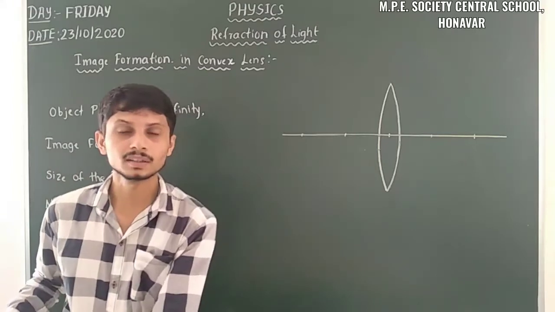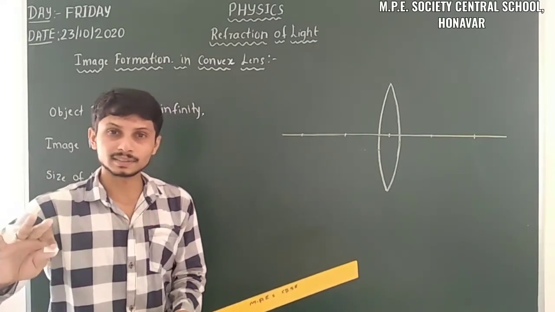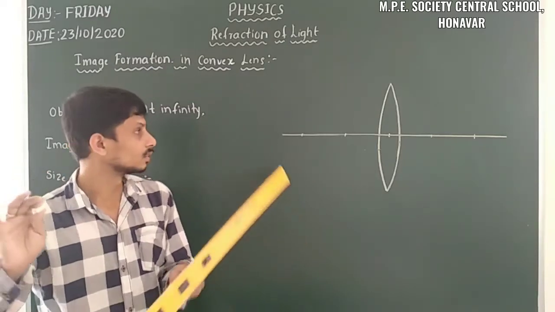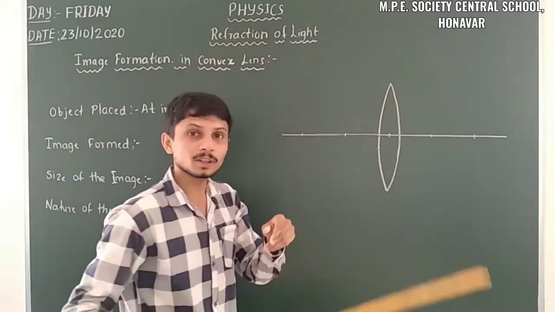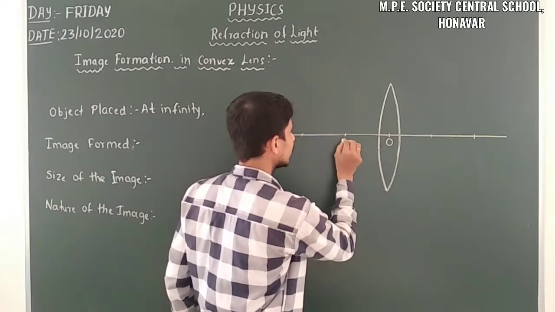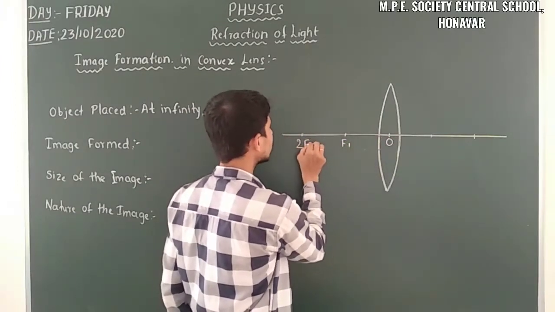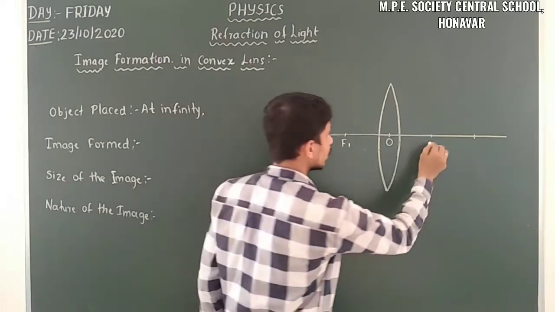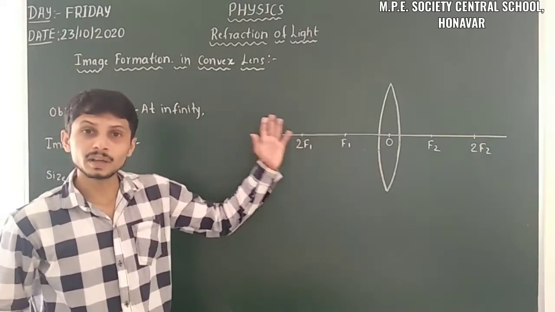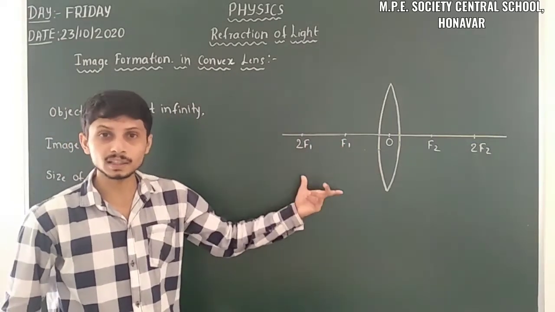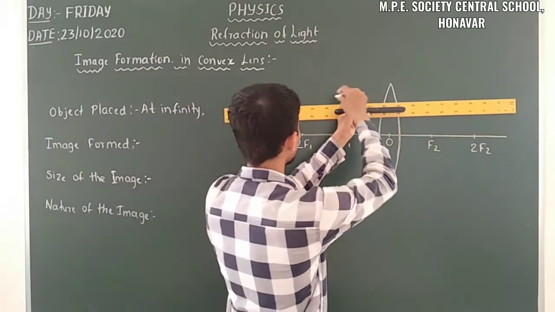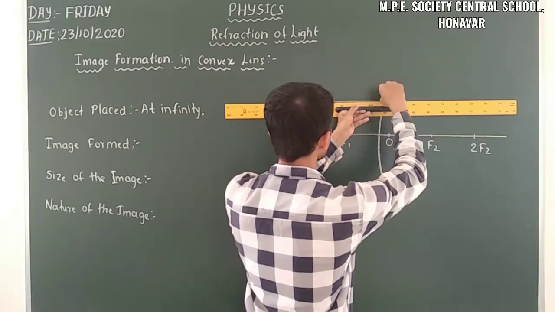So here we have to take the light rays parallel to the principal axis only. There are no other conditions here. Before that we have to take some of the parameters. Here it is optic center, here it is F1, here it is 2F1, so we already know that, and here it is F2, and here it is 2F2. Based on that we have to express where the image is formed. Yes, so let us take 2 light rays which are parallel to the principal axis here.